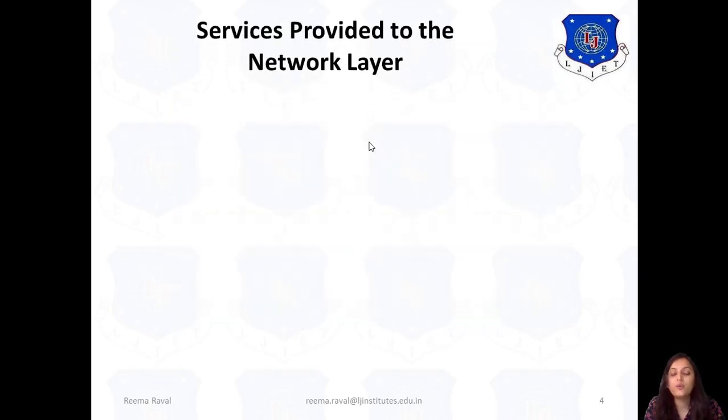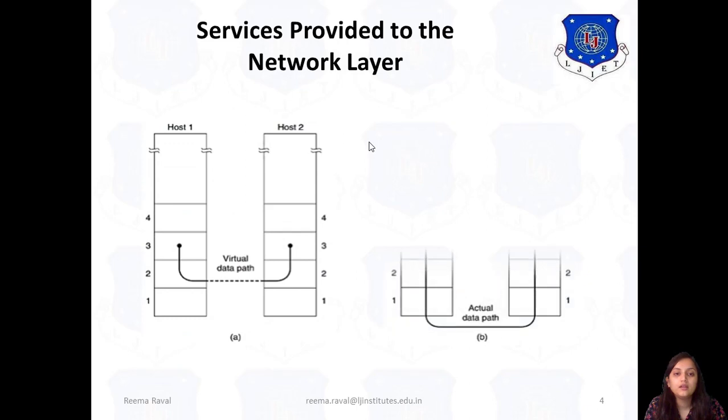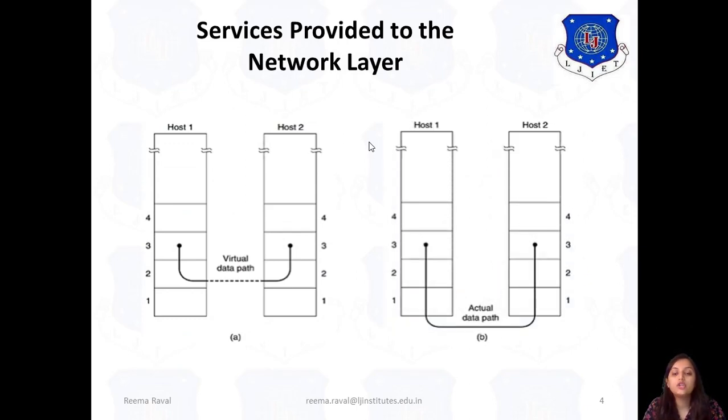let us consider the services provided to the network layer. That means which are the services that the data link layer provides to its above layer, that is the network layer. So first of all, let us consider one diagram. Here in this diagram, the virtual path and the actual path between host 1 and host 2 are indicated. As you can see over here, at the second layer, that is the data link layer, at the host machine side, the virtual data path is indicated. That means this is not an actual path created, but in figure B, the actual data path is indicated for the transmission of data, right?